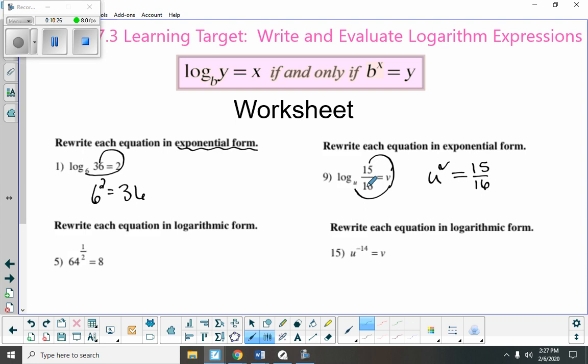Number 5 says rewrite each equation in logarithmic form. So now we have an exponential form, and we're switching it to log form. The base of the exponent is 64. So we write log base 64 of 8 is equal to 1/2. This next one, we'll write log base u of v equals -14.